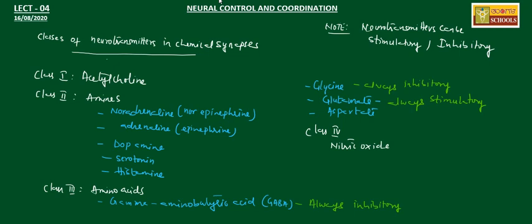So that's about different neurotransmitters in chemical synapses. Here the common neurotransmitter is acetylcholine. This is stimulatory. You can use one more word, excitatory. So stimulatory or excitatory, both are the same. So acetylcholine is a stimulatory neurotransmitter. Now let us see about the electrical synapse.